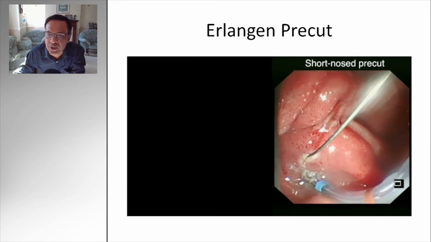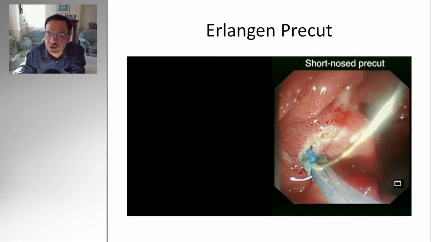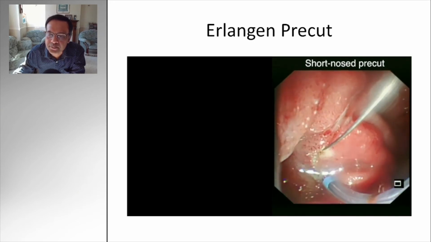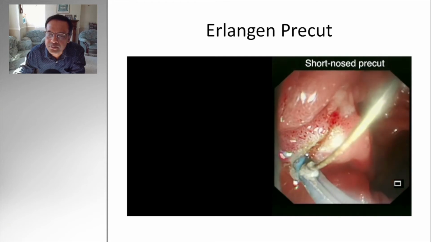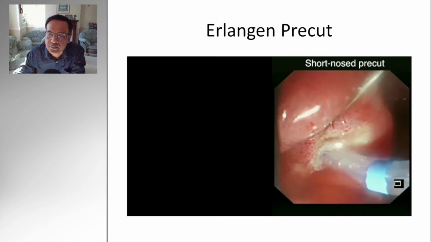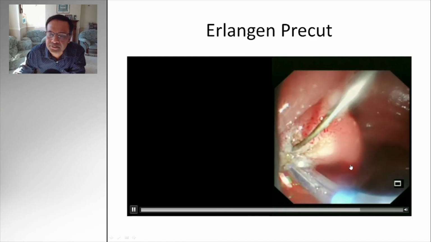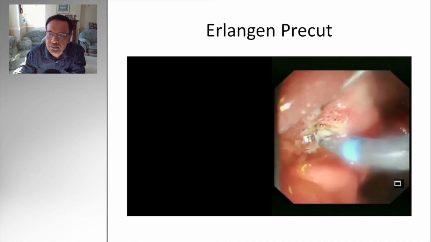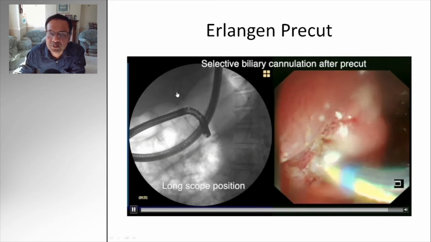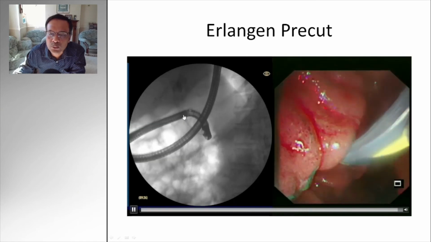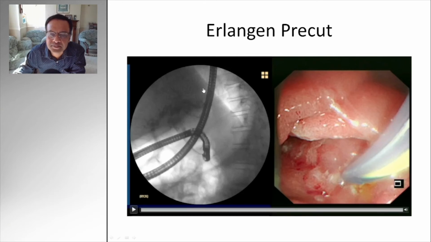We then apply diathermy current to make a small cut at the entrance of the papilla. The tip of the sphincterotomy is then adjusted and a wire is passed into the bile duct here. We then follow through with the cannula and inject contrast to opacify the duct.